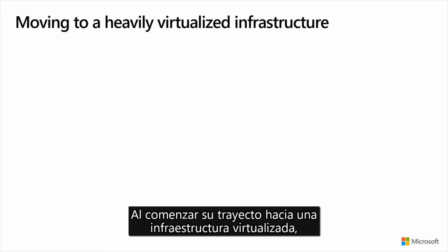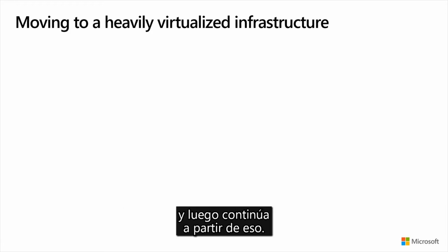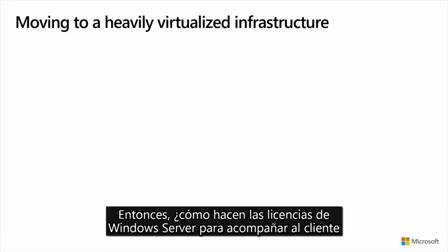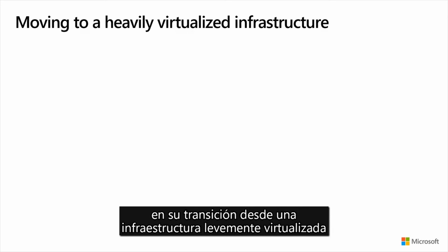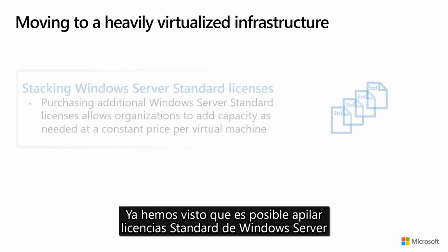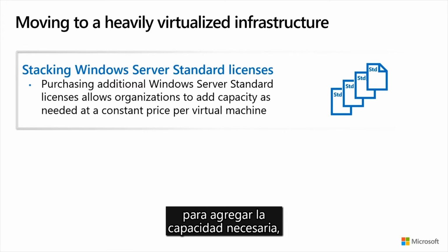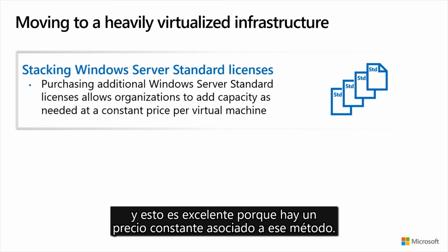Many organisations will start their journey to a virtualised infrastructure by virtualising just one or two virtual machines and then building on that. So how does the licensing of Windows Server support moving from a lightly virtualised to a heavily virtualised infrastructure? Well, we've already seen that it's possible to stack Windows Server Standard licenses to add capacity as required, and this is great as there's a constant price associated with that method.